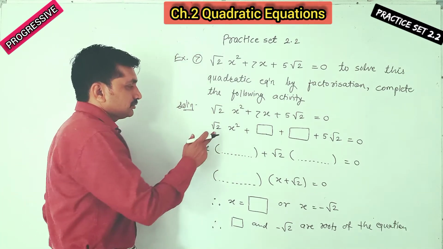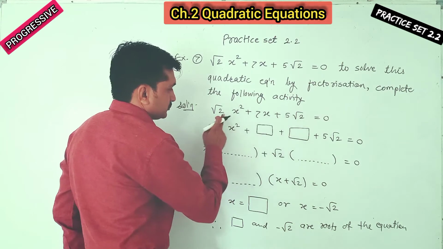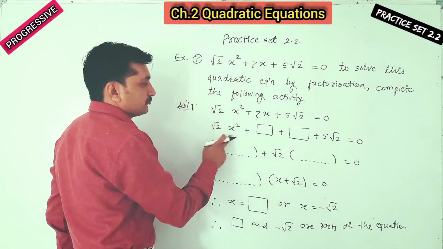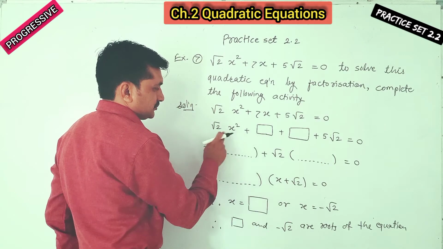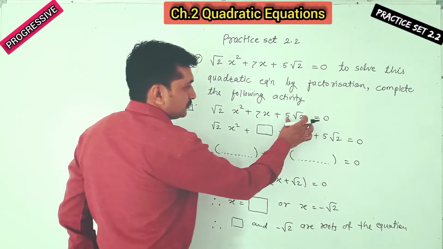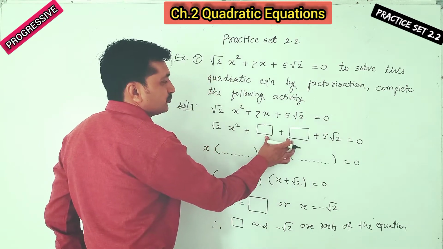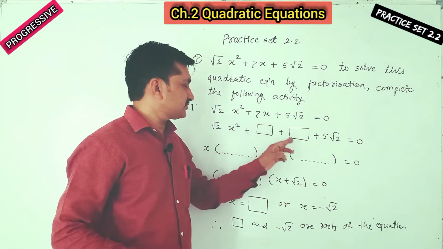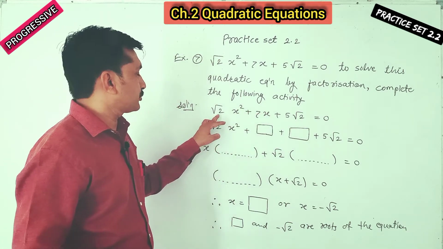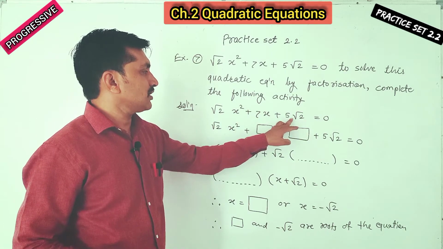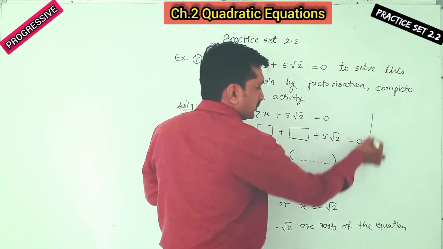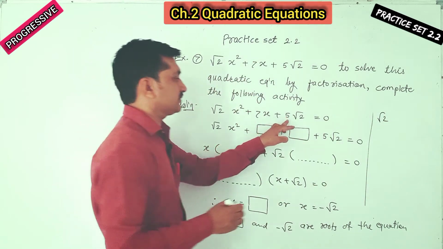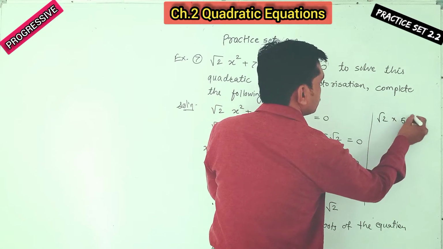Now let's see. It is the equation square root of 2 x square plus 7x plus 5 square root of 2 is equal to 0. Here the first term is square root of 2 x square and the last term is 5 square root of 2, and we want factors of 7. We have to split 7 in such a way that, by the rule we know, we take the product of the first and last terms. In rough, I explain: square root of 2 is the first term and the last term is 5 square root of 2.